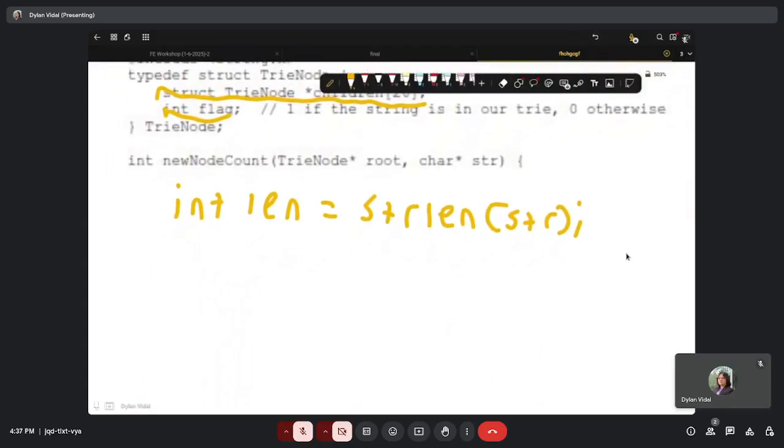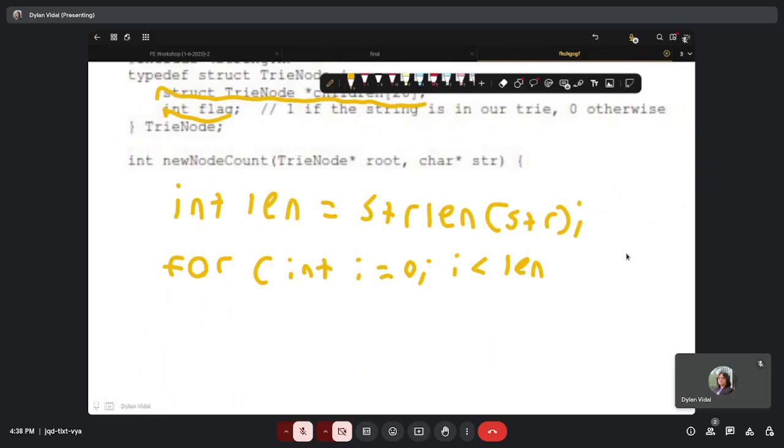Next, we're going to want to start looking through our trie and find how many nodes we can see so far. So we look through the length of our string: for int i is equal to 0, i is less than len. We're looking through the length of our string because we're looking through each letter, we need to find the letters. So for example, let's say the string was, I don't want to say cat, I've said that too many times. For an example, let's say it was Dylan.